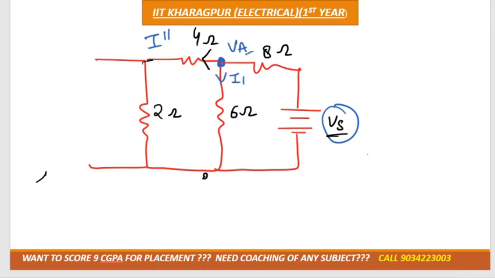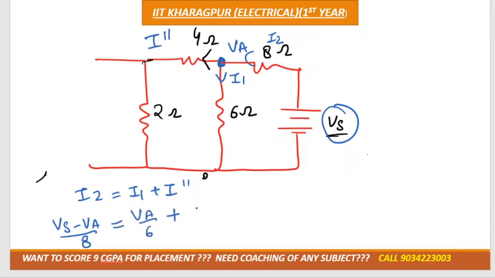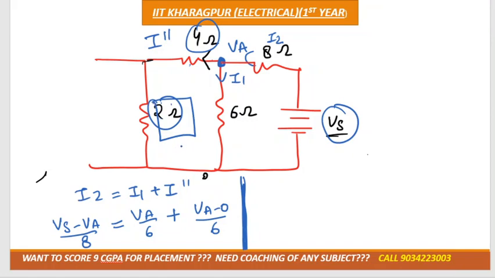Let us consider these as I1 and I2. So that would be I2 is equal to I1 plus I double dash. I2 is how much? Yes, minus VA divided by 8. I1 is how much? VA divided by 6. I double dash is how much? VA minus 0 divided by 6. Correct? 4 plus 2 because they are connected in series. If there is any resistance, then we need to consider it. Now we can't ignore any resistance.